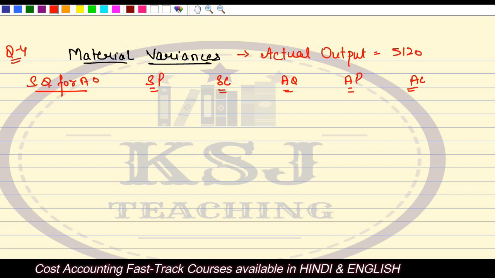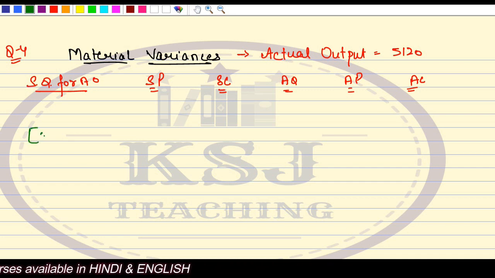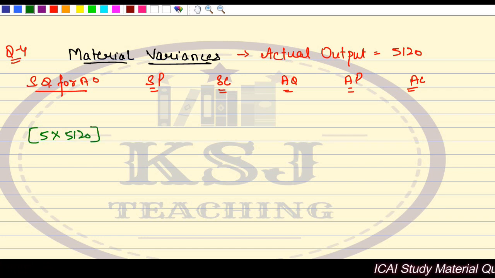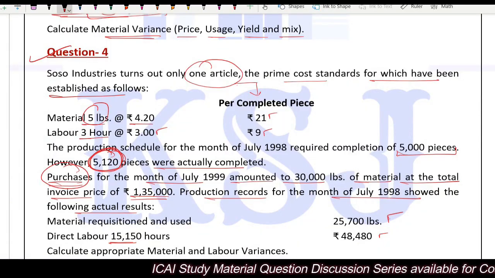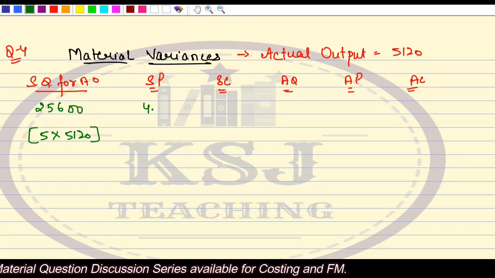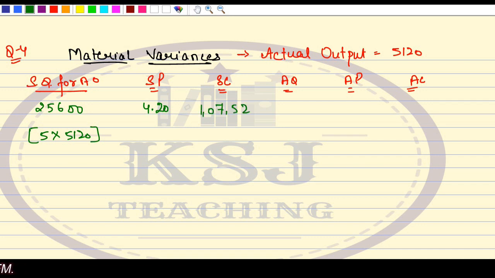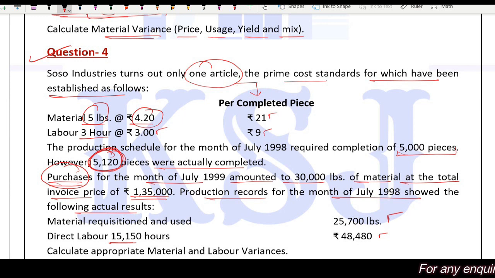5120. So how to calculate the standard quantity for actual output? It will be calculated as 5 multiplied by 5120. So this will come to 25,600. What is the standard price that is given to you? 4.20. So what is my standard cost? My standard cost comes out to 1,07,520.